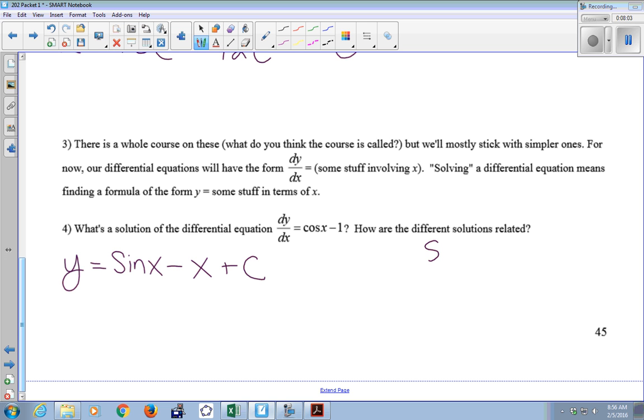So solutions. C could be any possible value in the whole real number line. So it could be sine x minus 7. Could be sine x minus x plus 18. Yep, so C can definitely be negative.